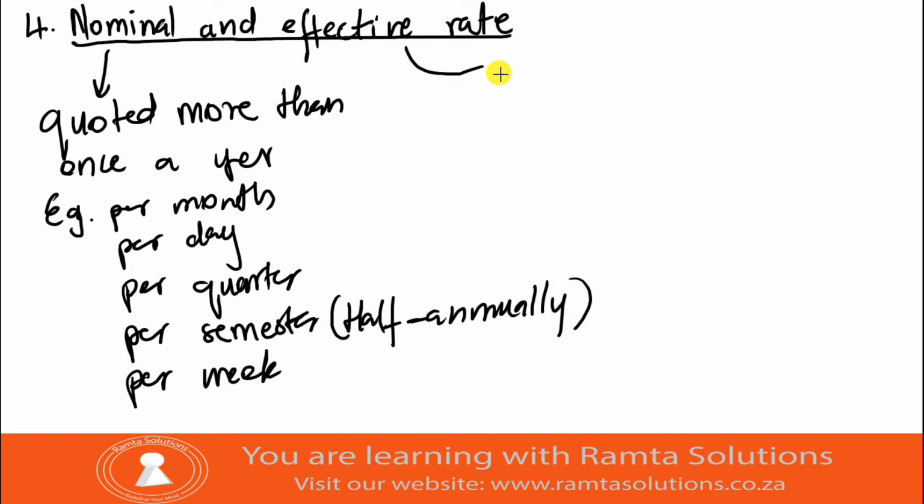So effective interest is quoted once a year. You can take nominal interest to effective and vice versa. If they say per year, they will charge you 10% interest. You can calculate how much they are charging you per month, especially if you're making monthly payments.